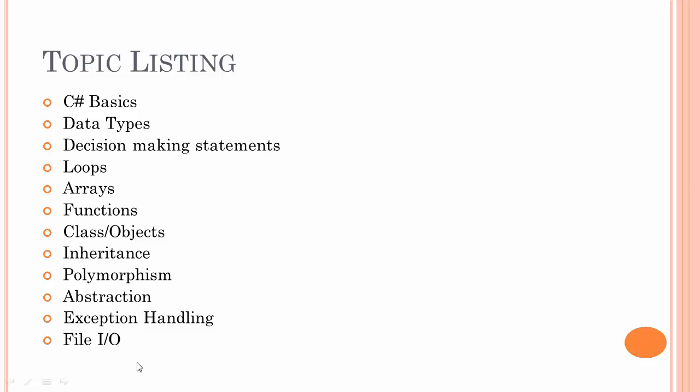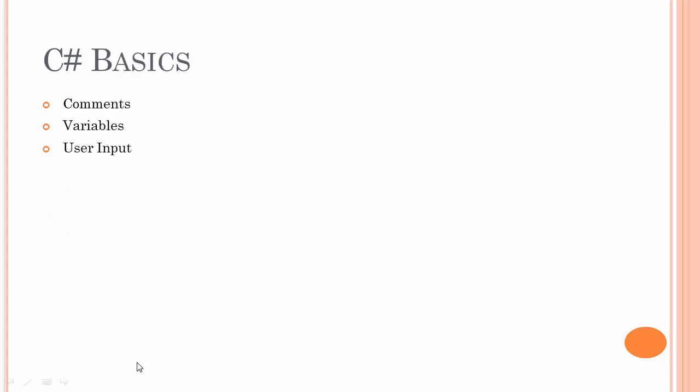Now, let's see the subtopics of these topics. C Sharp Basic. In this section, we will learn how to apply comments for codes, how to declare and use variable, and how to accept input from users. Data types. In this section, we will see different type of data types and the use of data types and how to do typecasting. We will also see the different type of operators and how to work with operators.